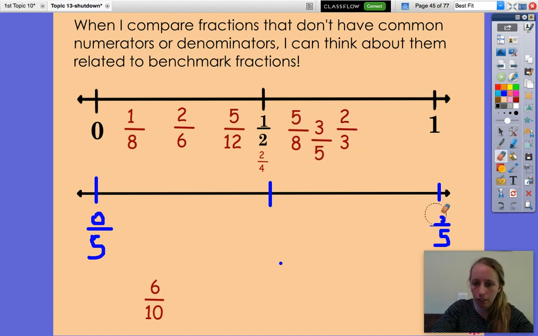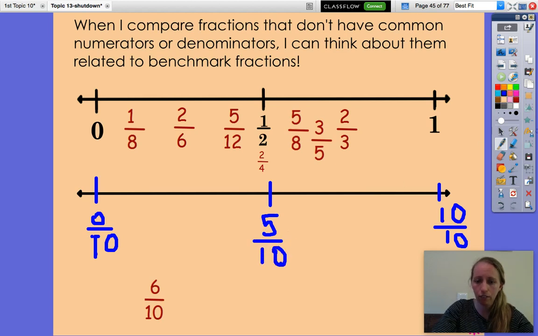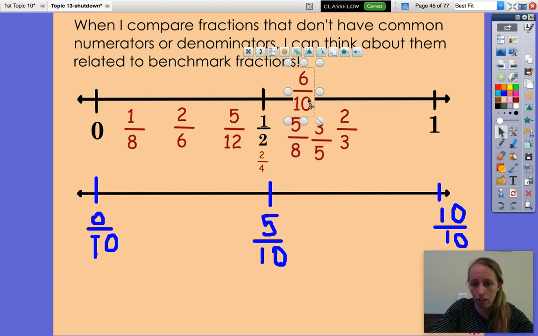And then the very last one is 6/10. So 0/10 would go here. 10/10 would go down here. 10/10 is equal to 1 whole. Half of 10 is 5, so 5/10 is our half, equivalent to 1/2. So now, is 6/10 closer to 0, closer to 5, or closer to 10? It's definitely closer to 5, and we know it's a little bit more than 5, so it would go further on the number line, probably right around here, close to 5/8, right?